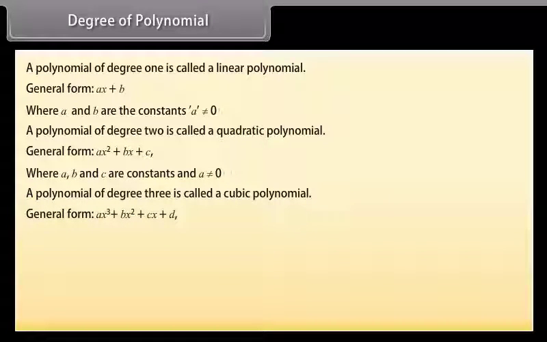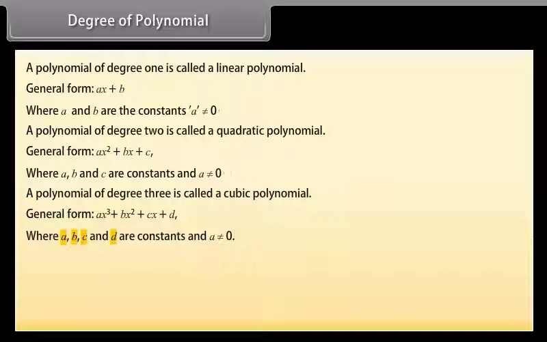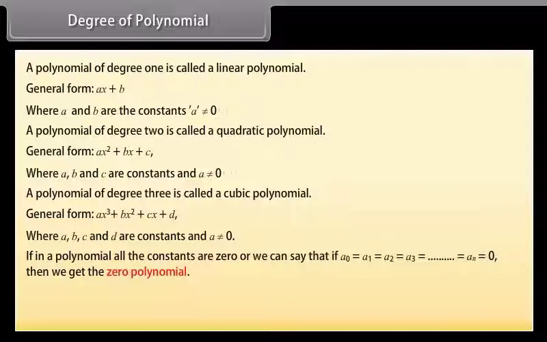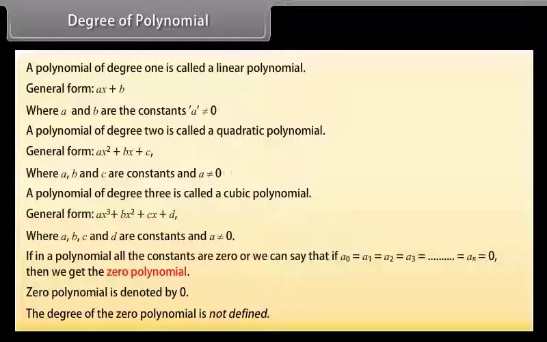Its general form is ax raised to the power 3 plus bx raised to the power 2 plus cx plus d, where a, b, c and d are constants and a is not equal to 0. If in a polynomial all the constants are 0, that is, a0 is equal to a1 is equal to a2 is equal to a3 is equal to so on is equal to an is equal to 0, then we get the zero polynomial. Zero polynomial is denoted by 0. The degree of the zero polynomial is not defined.